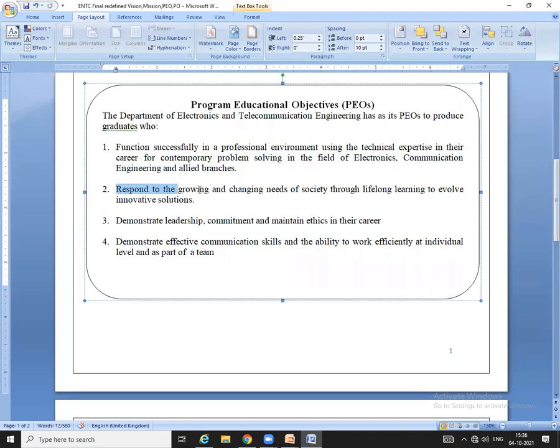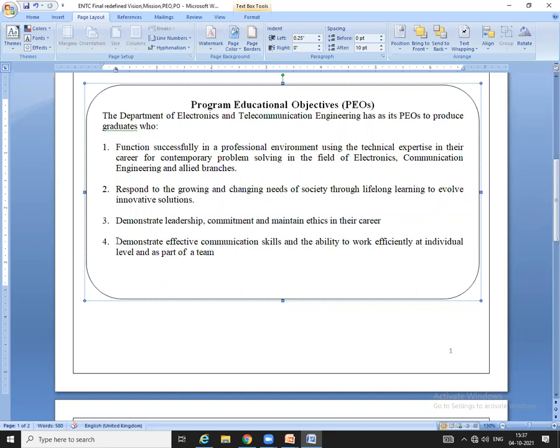Second PEO, respond to the growing and changing needs of society through lifelong learning to evolve innovative solutions. Lifelong learning has been highlighted over here. This learning is a process that is never going to stop. You are supposed to just go on learning and learning. Third, demonstrate leadership, commitment and maintain ethics in their career. Ethics is very, very important in personal lives, professional lives, everywhere. So we are supposed to maintain this ethics also.